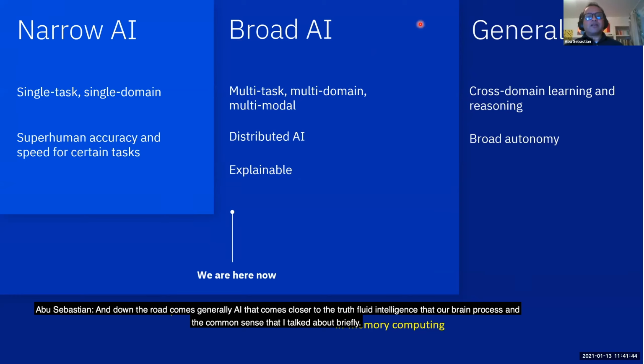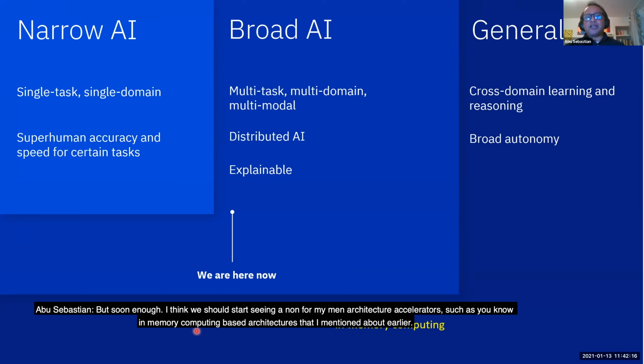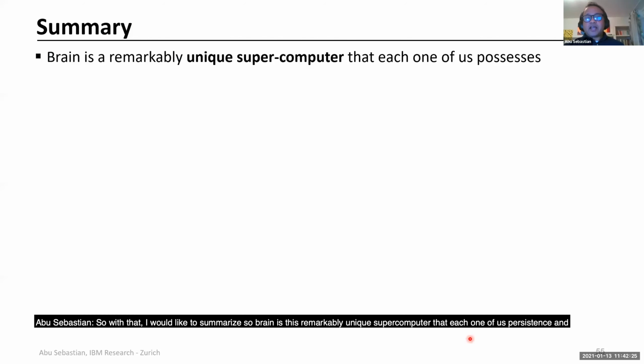And down the road comes general AI, which comes closer to the true fluid intelligence that our brain possesses and the common sense that I talked about briefly. But we are potentially still decades away. We still haven't figured out the calculus of the nervous system, to really understand what is going on there. But in parallel, I also see a lot of developments going on in the hardware domain that could be fueling the algorithmic advances as we go along. Right now, it is the age of CPUs, GPUs, and digital application-specific ICs. But soon enough, I think we should start seeing non-von Neumann architecture accelerators, such as in-memory computing-based architectures that I mentioned earlier. So with that, I would like to summarize.